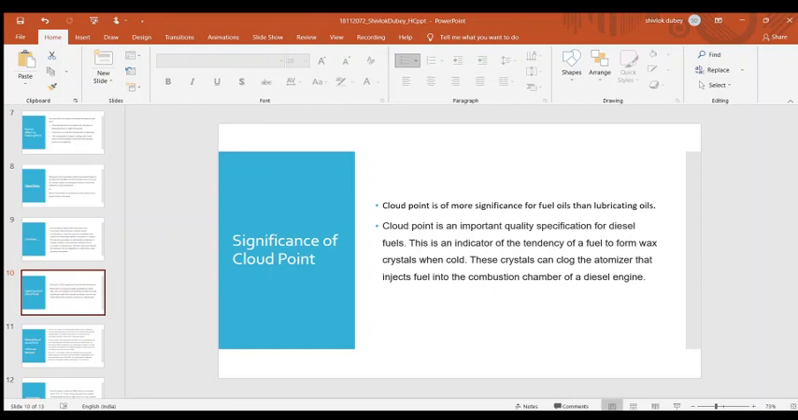Significance of cloud point. Cloud point is more significant for fuel oils than lubricating oils. Cloud point is an important quality specification for diesel fuels. This is an indicator of the tendency of a fuel to form wax crystals when cold. These crystals can clog the atomizer that injects fuel into the combustion chamber of a diesel engine.